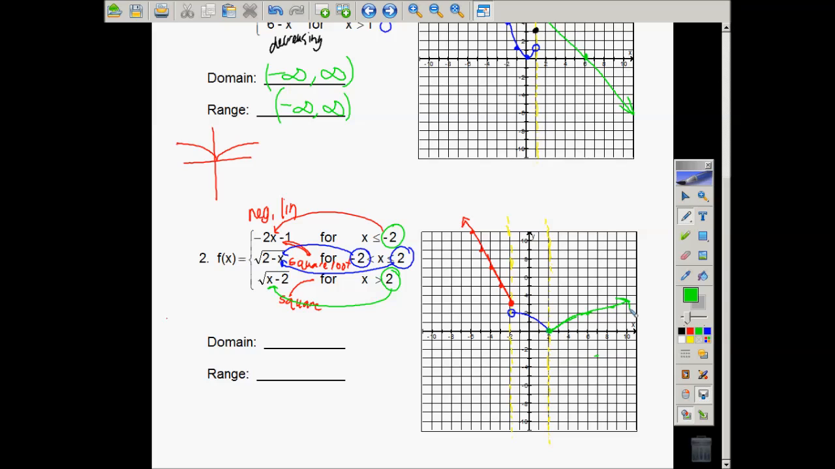All right. So my domain would be all real numbers. What about my range, though? 0 to infinity. And I have a value at 0, right? Yeah. Okay.